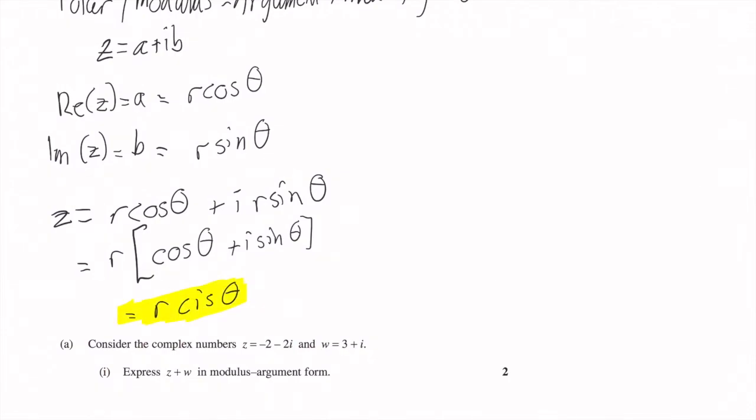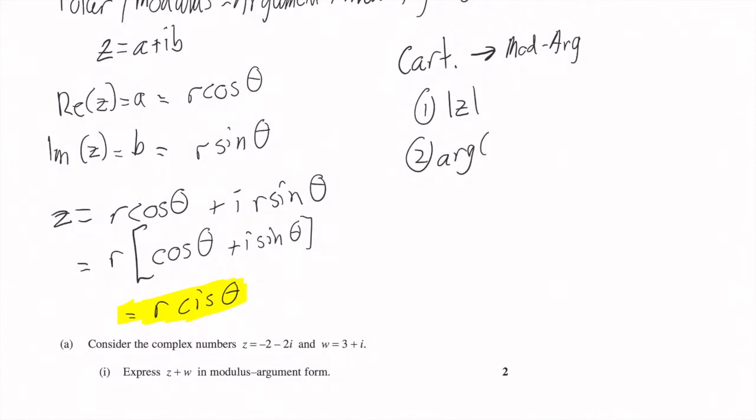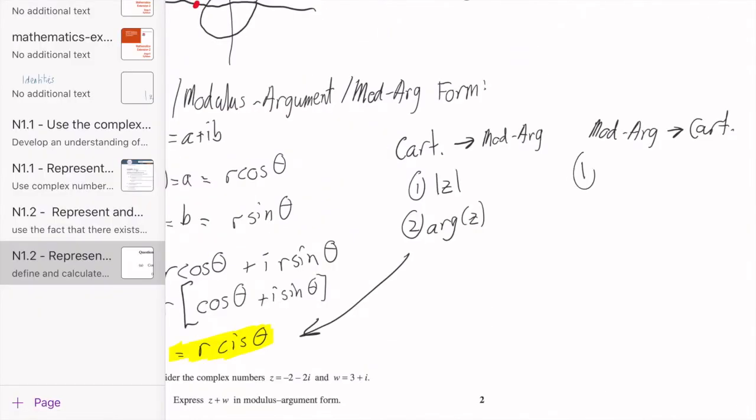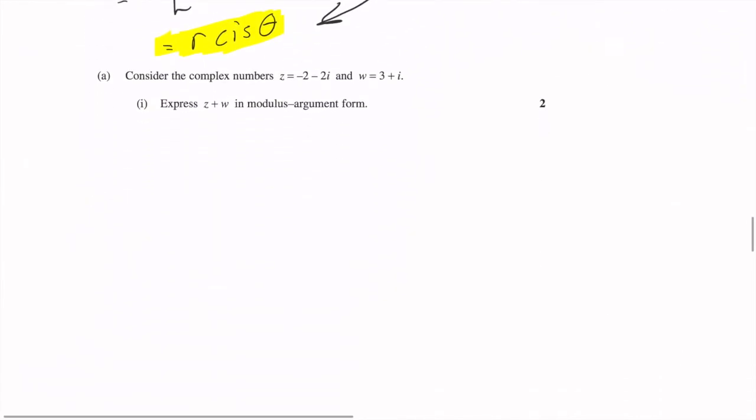So to convert from the Cartesian form to the mod-arg form, we will first need to calculate the modulus of z and then the argument of z and put it into this form. To convert from the mod-arg form to the Cartesian form, we will evaluate the r cos theta term, and that will give us the real component, and then we will need to evaluate the r sine theta term, and that will give us the imaginary component. Now let's have a go at a few questions.